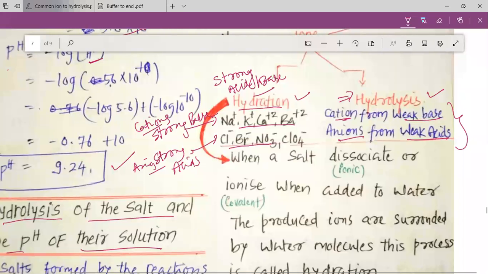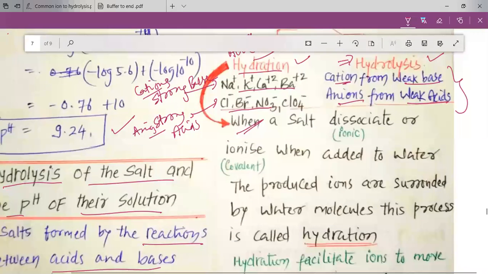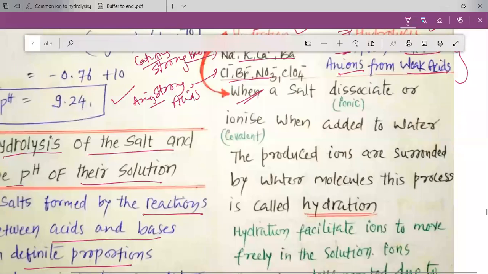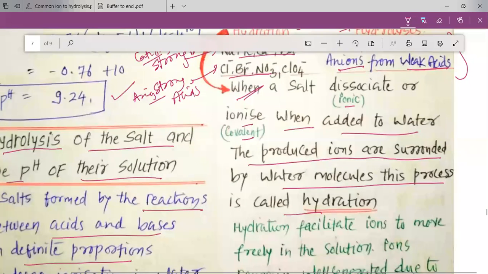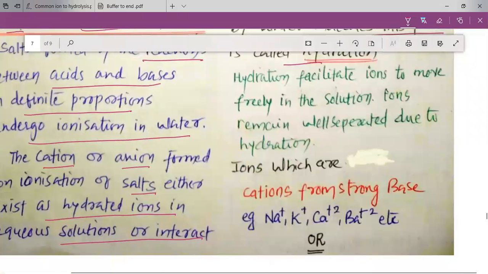So my dear students, what is hydration? Let us understand. We are going to study here about the hydration. When a salt which is ionic dissociates, or a covalent salt ionizes, when added to water, the product ions are surrounded by water molecules. This process is known as hydration. So the ions which are surrounded by water molecules, this process is known as hydration.